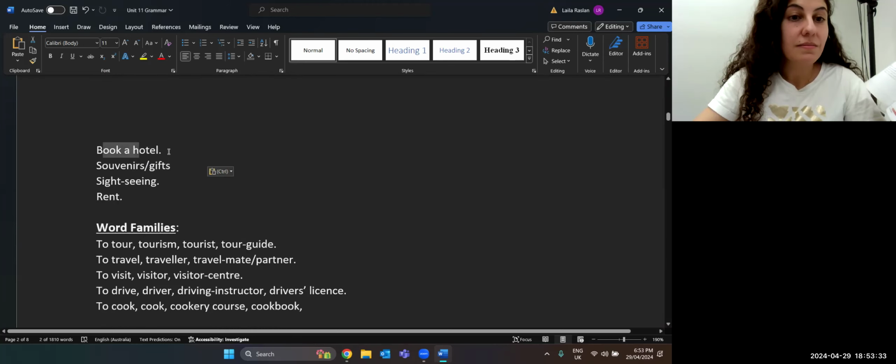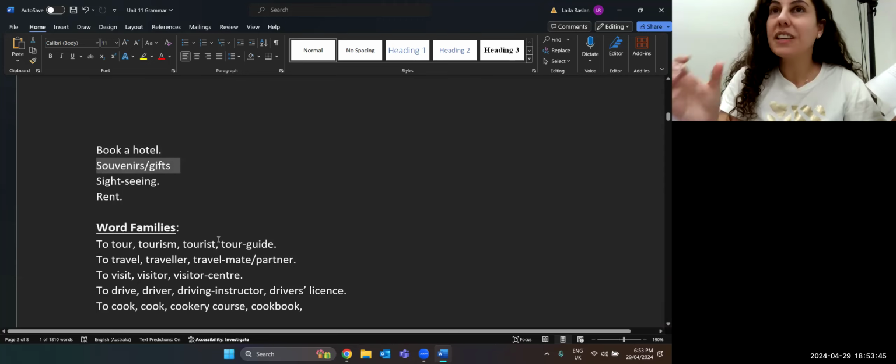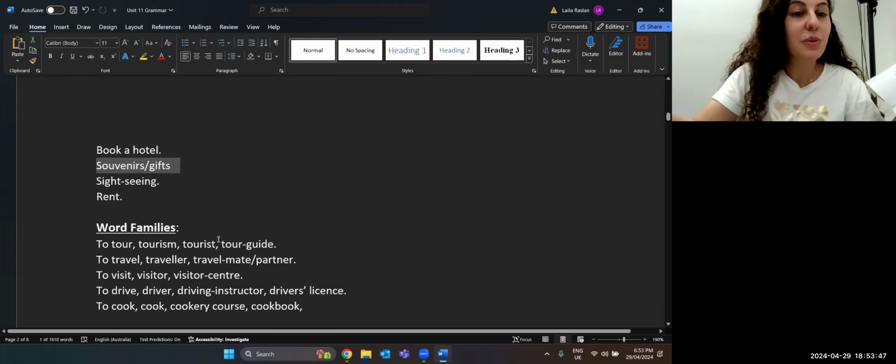Book a hotel. That's really interesting. We book a hotel. We book an Uber. You can book a restaurant. You can buy souvenirs. That means gifts. They're like little gifts of the country. You know, when you want to come back home, you can give souvenirs to your family and friends.